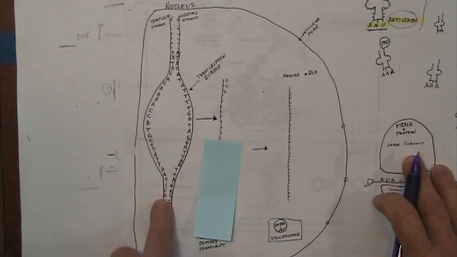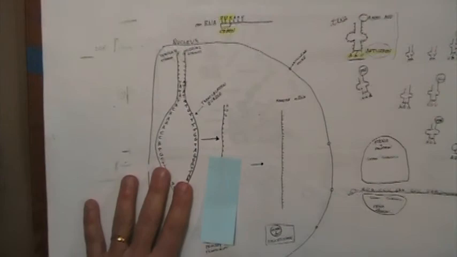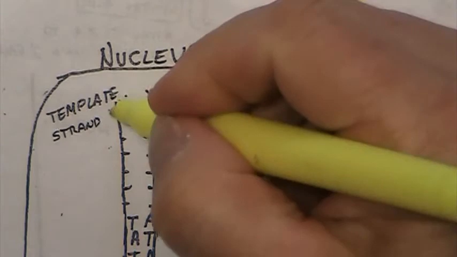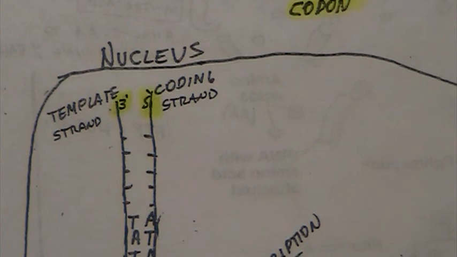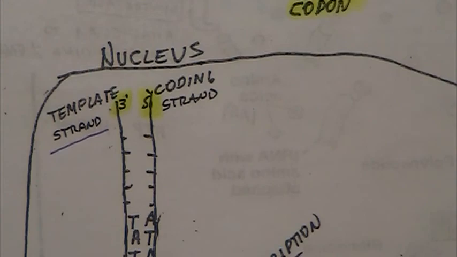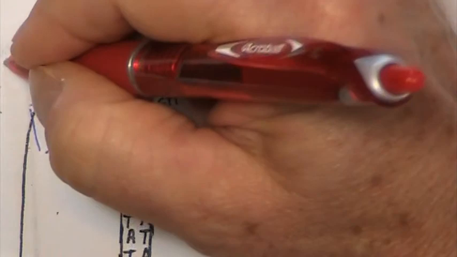The direction of the strands is important, of course. So I have some labels here. This strand here is the 3', and this strand of DNA here is the 5'. For our example today, we are gonna call this strand here the template strand. And the template strand is the one that is gonna be transcribed.